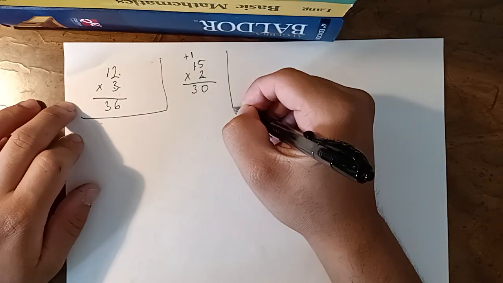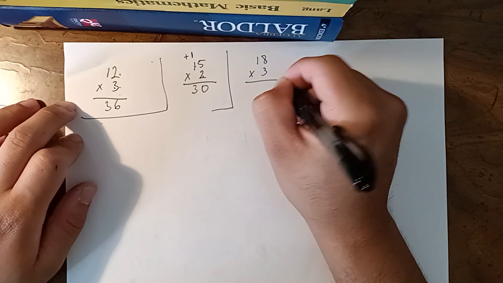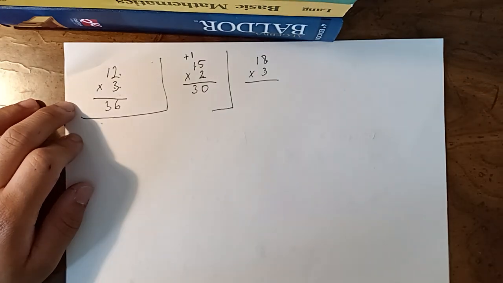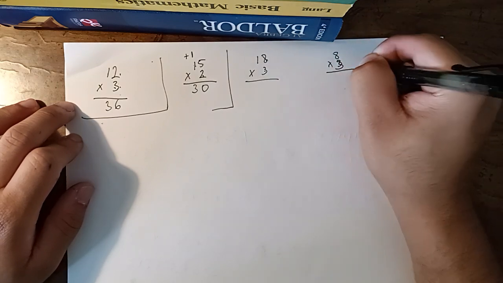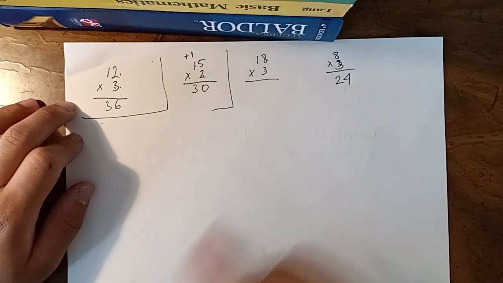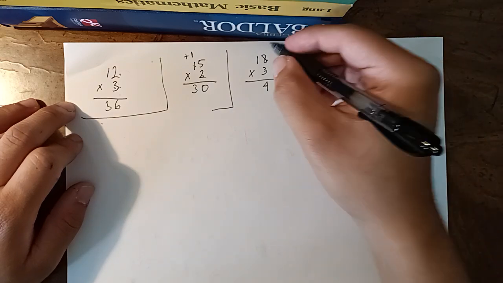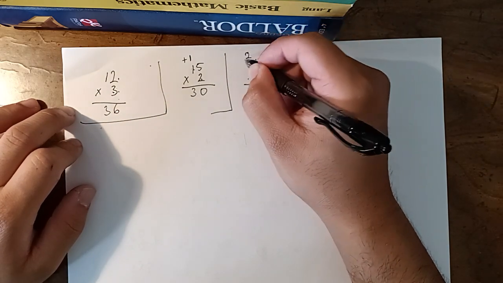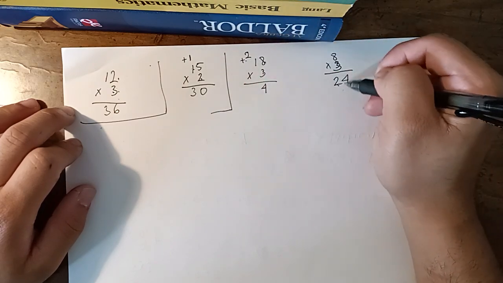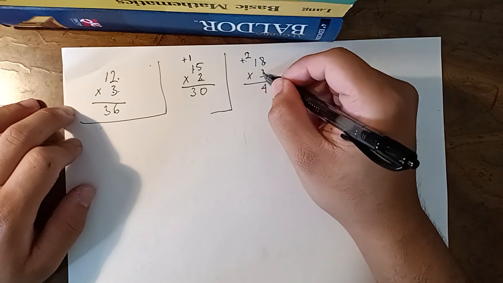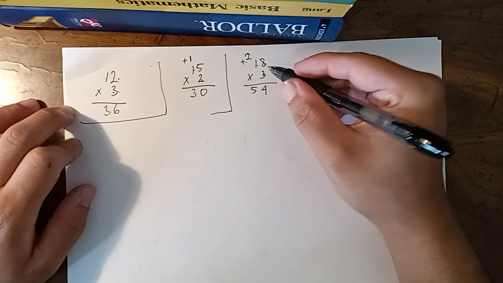15 times 2 is 30. 8 times 3 is 24. So you write a 4. If it was a 14, we put a 1 up here, but there's a 2 over here. Put it up here. This times that would be 3, plus 2 would be 5. 18 times 3 is 54.